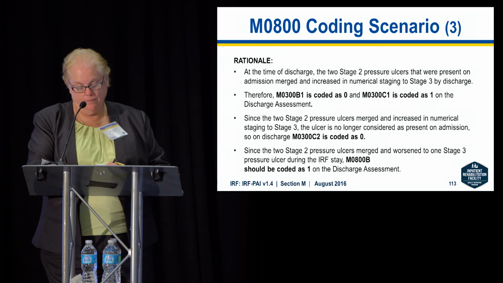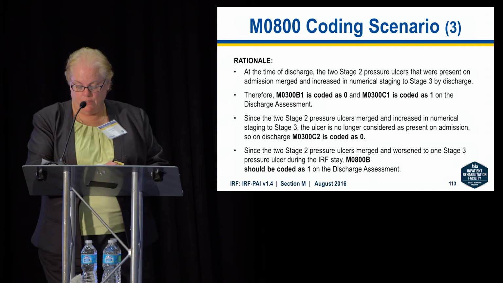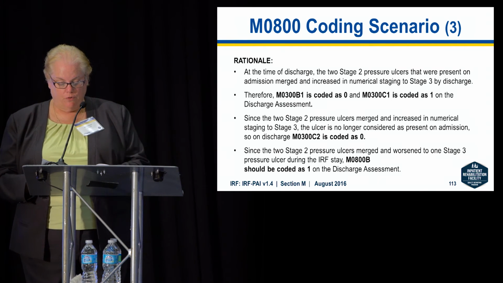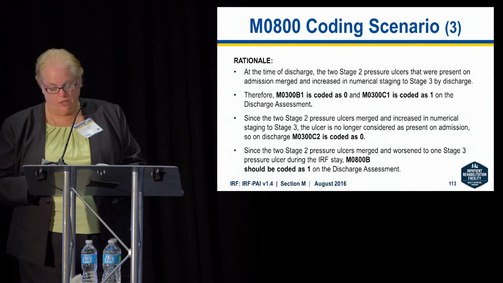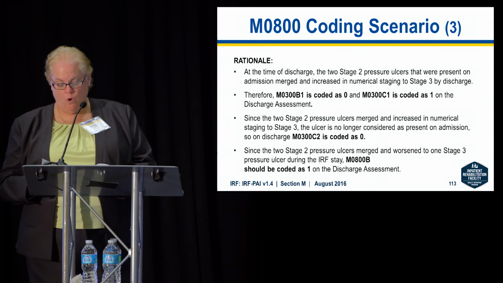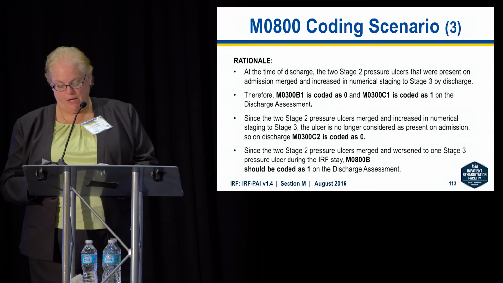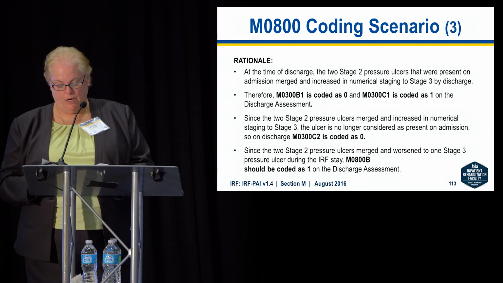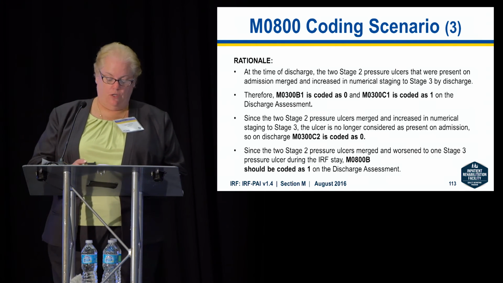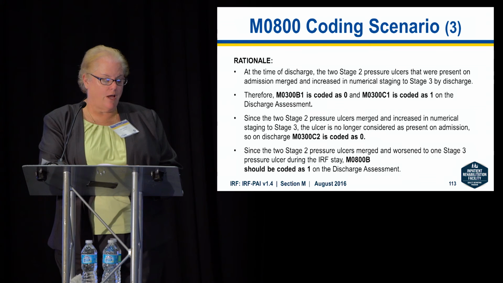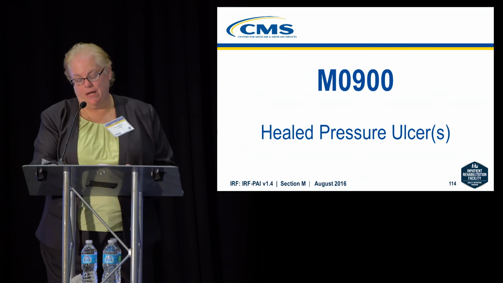And we went through that on the discharge assessment. Since the 2 stage 2 pressure ulcers merged and increased in numerical stage, the ulcer is no longer considered as present upon admission. So the discharge M0300C2 is coded as 0. And then since the 2 stage 2 pressure ulcers merged and worsened to 1 stage 3 pressure ulcer during the IRF stay, M0800B should be coded as 1 on the discharge assessment. So hopefully we have no questions on that. There are lots of questions in this M0800 area, so lots of opportunity for people to understand how to code that.